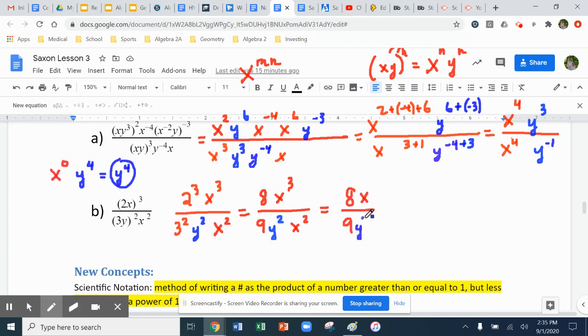Then I'll check, are there any negative exponents? No. 8 and 9, can those be simplified as a fraction? They cannot. So that would be my final result. And this would be the end of the video for day 1. So we've met our learning target of using the power rules to simplify expressions.